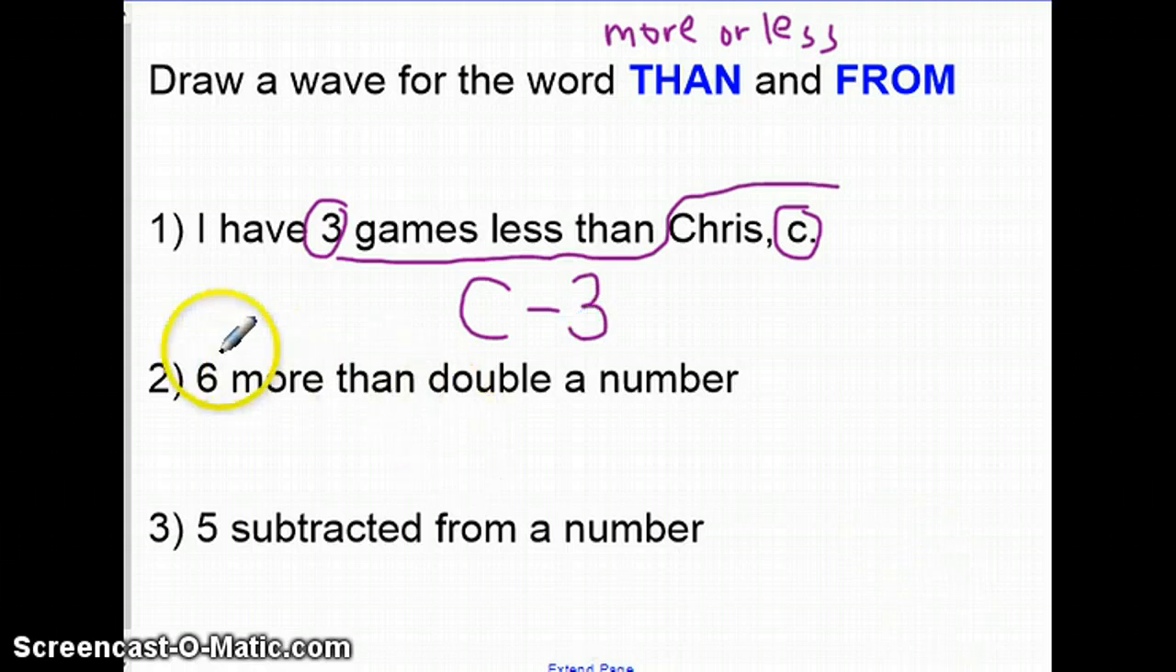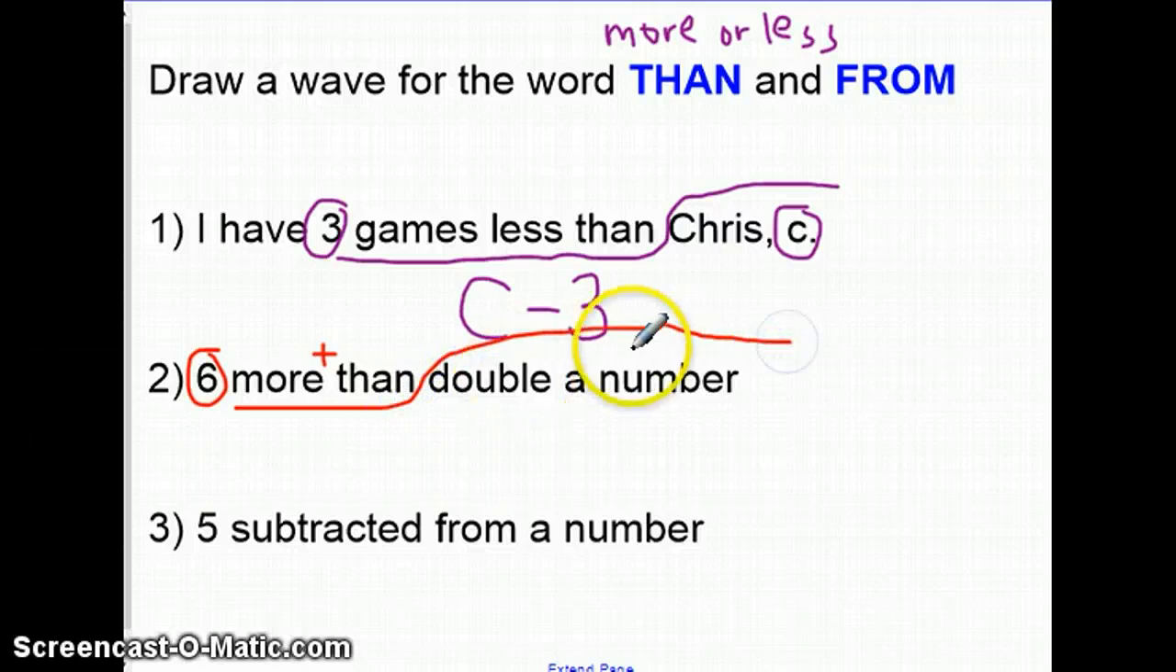Next, we have 6 more than, so we have to create our wave, double a number. A number is n. Remember, double. If you're doubling something, it's multiplying by 2. Okay, so we have 2n more than, which was our plus 6.